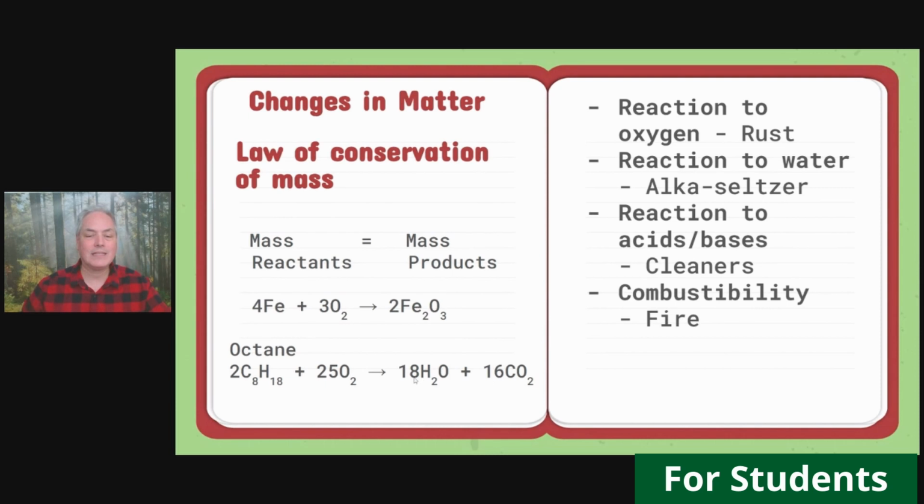And why do we have these numbers here at the front, which we call coefficients? That means that if you have 16 molecules of carbon dioxide, you have 16 atoms of carbon. And if you go into the reactant right at the beginning, you realize that we have 2 molecules of octane, and each of these molecules contains 8 atoms of carbon. And since we have 2 of those, 2 times 8 equals 16.